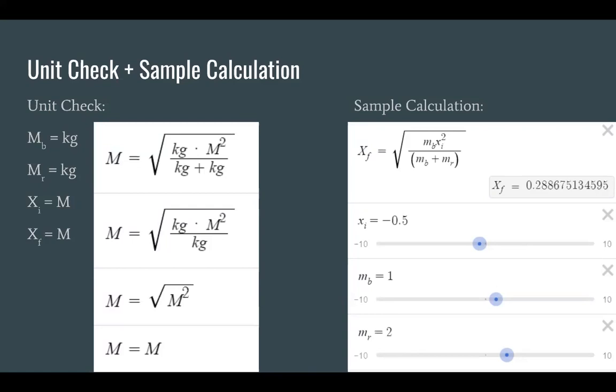And we also did a sample calculation just to make sure everything made sense in that realm as well. So with the initial displacement of the first spring of negative 0.5 meters and a mass of the blue block of 1 kilogram and the mass of the red block at 2 kilograms, the final displacement of the second spring was found to be 0.29 meters roughly. And all these answers made sense, so we felt that our final solution was correct.